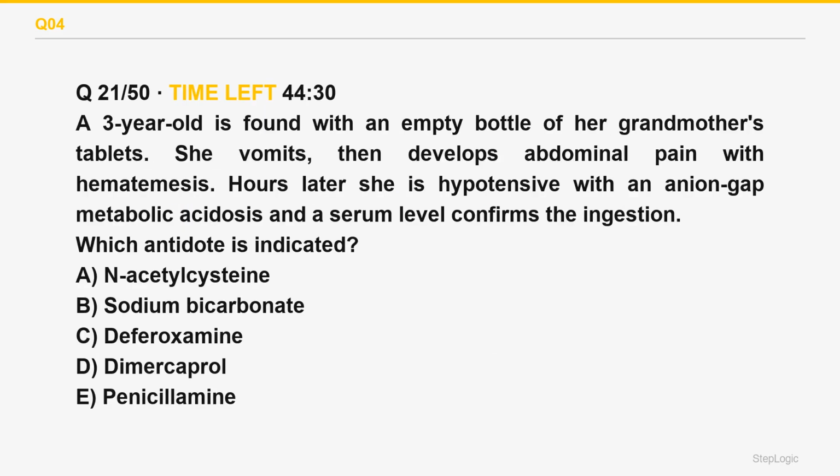Which antidote is indicated? A 3-year-old is found with an empty bottle of her grandmother's tablets. She vomits, then develops abdominal pain with hematemesis. Hours later, she is hypotensive with an anion gap metabolic acidosis, and a serum level confirms the ingestion. Read the command: which antidote? A pediatric ingestion with gastrointestinal hemorrhage followed by shock and acidosis points to one agent.